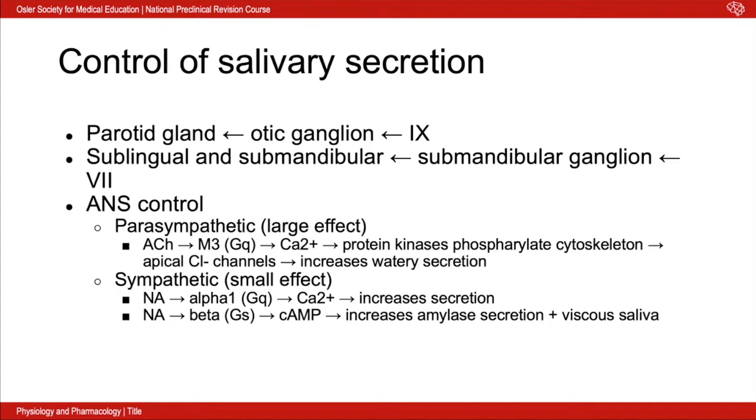So that was quite a lot of information, but the key things that you should remember from this are that the parasympathetic nervous system increases watery secretion via acetylcholine, and the sympathetic nervous system has a relatively small effect on salivary secretion, but it both increases secretion and produces mostly viscous saliva as opposed to the watery secretion you get with the parasympathetic nervous system.